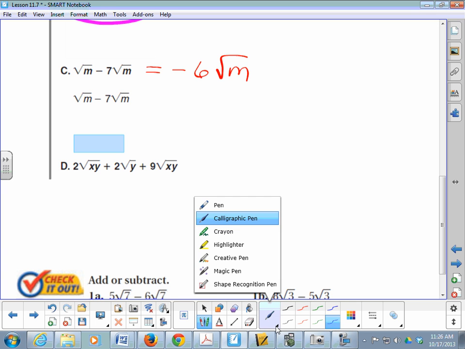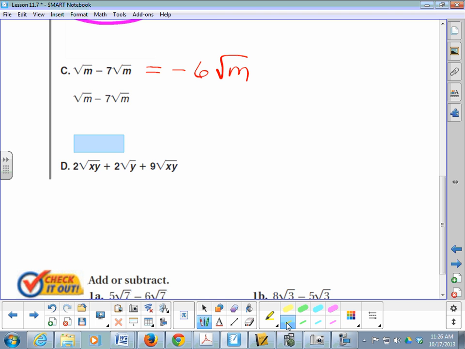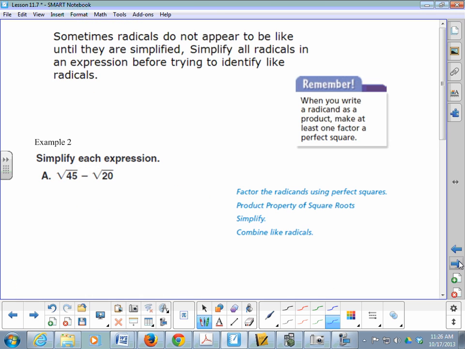So if I take my highlighter or my pencil or whatever and I say, this one's the same as that one, that means that I can only combine those 2 together. And 2 plus 9 is? So we get 11 square roots of xy. And there's nothing to go with this square root of y, right? So I just add that on to the end. And that would be my answer. Excellent. You're going good. I think we got that.